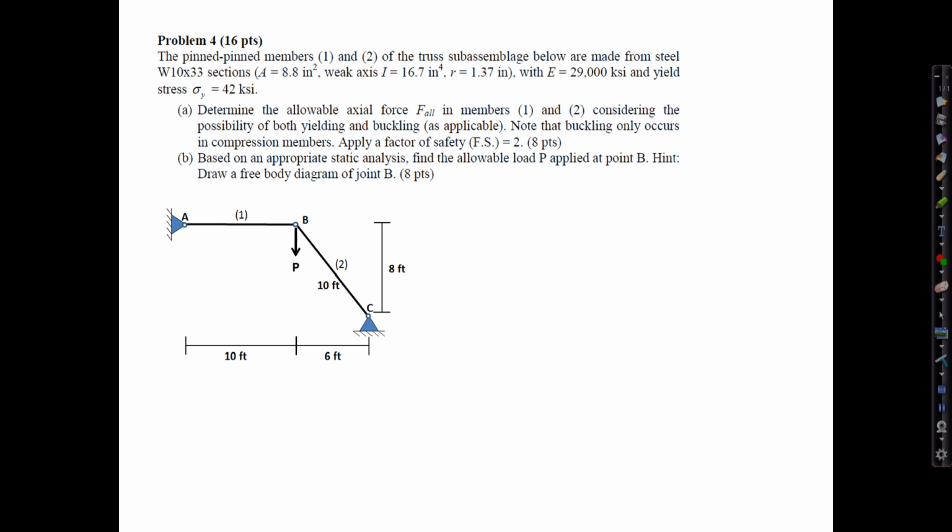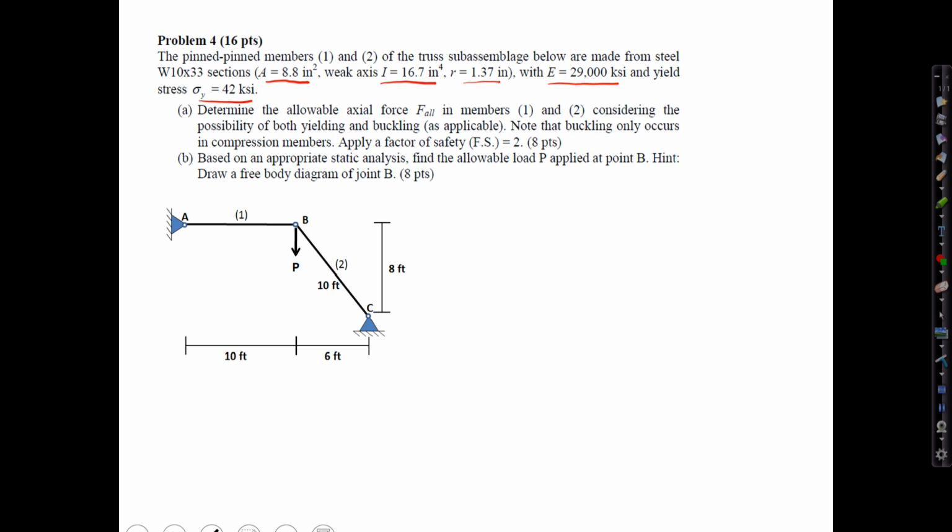by 33 sections. And we give you all the cross-section properties you need: the area, the weak axis I, the radius of gyration, the modulus of elasticity, and the yield stress, 42 ksi. Determine the allowable axial force F allowable in members 1 and 2, considering the possibility of both yielding and buckling. Note that buckling only occurs in compression members, and apply a factor of safety equal to 2.